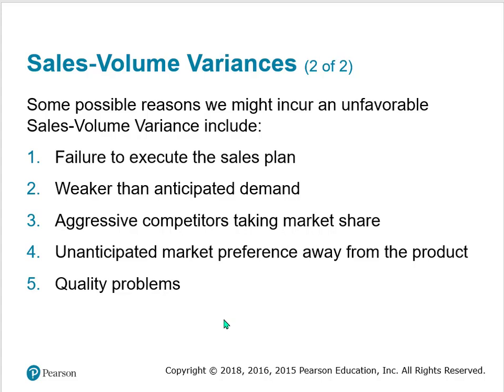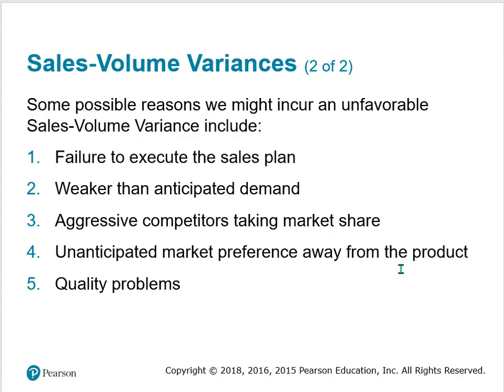So here are some reasons why an unfavorable sales volume variance might occur, where actual sales are less than budgeted sales. Failure to execute the sales plan, weaker than anticipated demand. There's not much you can do about that. Aggressive competitors taking market share. Unanticipated market preference away from the product, that all of a sudden nobody's buying hula hoops anymore.